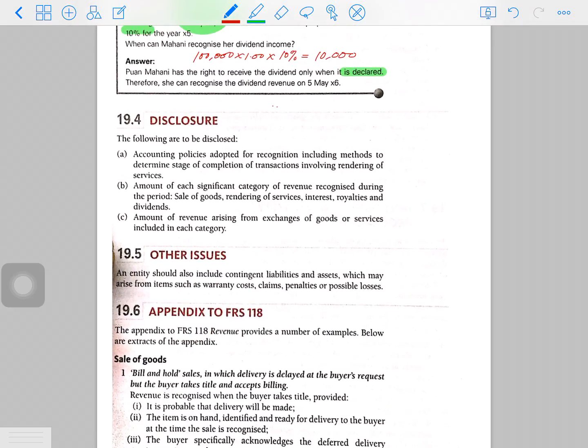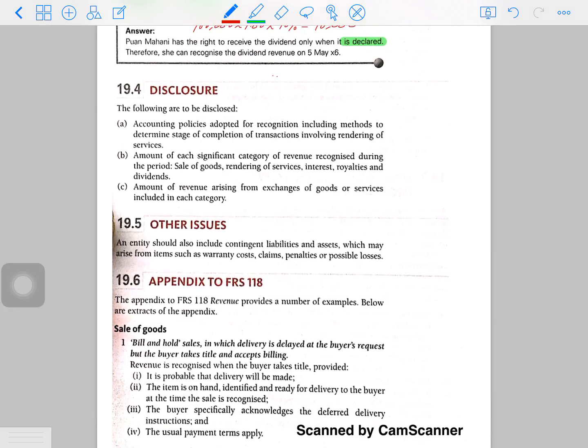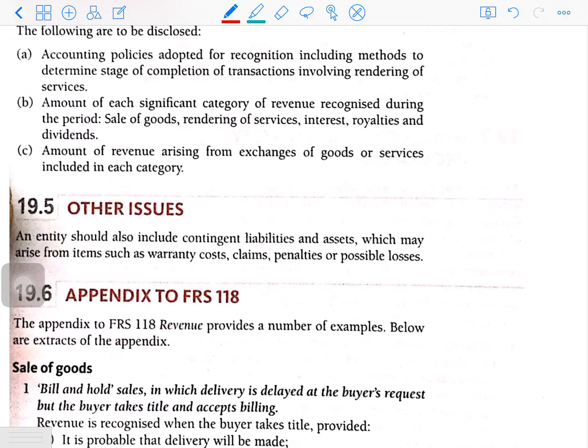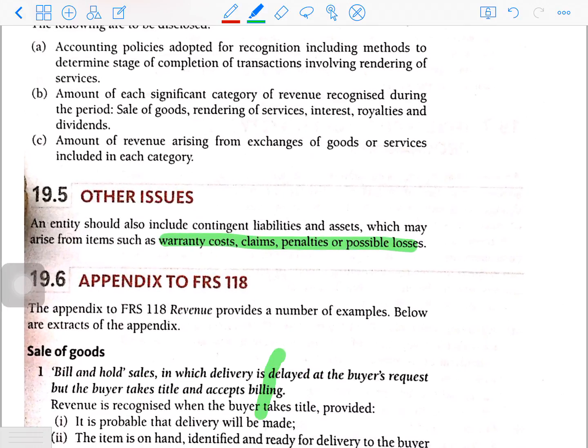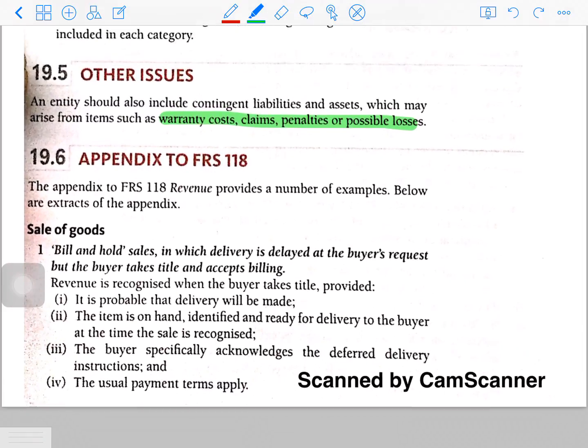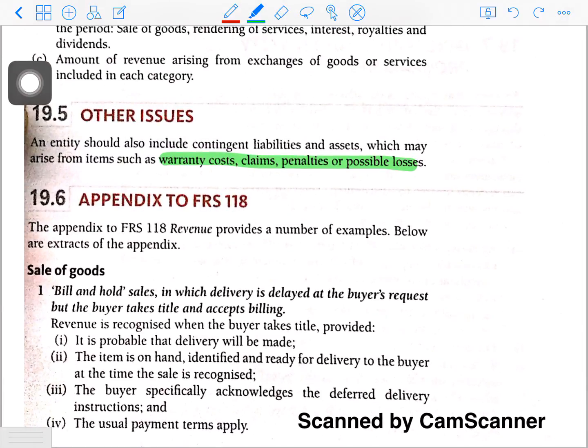Other issues. This is important to discuss. Other issues, appendix to IFRS. An entity should also include contingent liabilities. Contingent liabilities, this warranty cost is not very important. What is important in the appendix to IFRS is that it mentions sale of goods. The appendix gives an example of bill and hold sales.